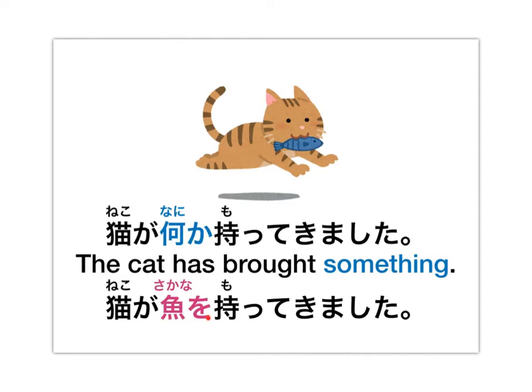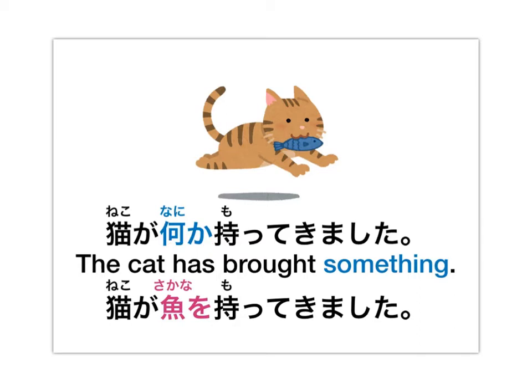If, when the cat came running up, you recognized that it was a fish in its mouth, you would say, neko ga sakana o motte kimashita yo. The cat brought a fish. But if you weren't sure, the fish was badly mangled, whatever the case is, you would say nanika instead. But again, what's key here is that you are removing this particle. We don't use the particle o, or again, wa or ga, with the word nanika or nanimo.